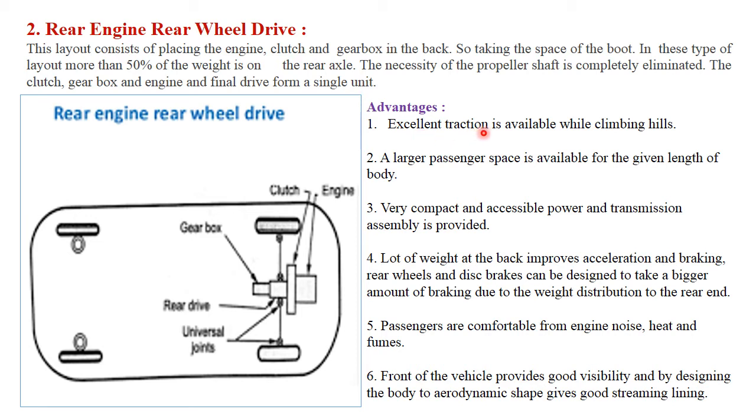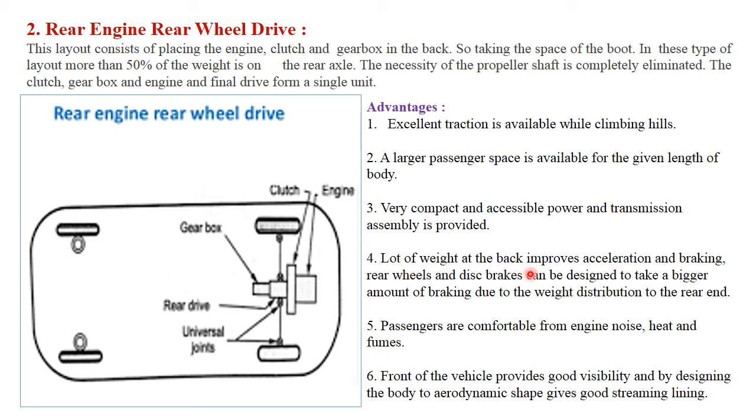Advantages: excellent traction is available while climbing hills. Traction means the contact between the wheels and the road surface. So excellent traction is available while climbing hills. Then a larger passenger space is available, as all units are at the rear side. Larger passenger space is available for the given length of the body. A very compact and accessible power and transmission assembly is provided, as the clutch, engine, gearbox, and final drive form a single unit. So it is a very compact unit.